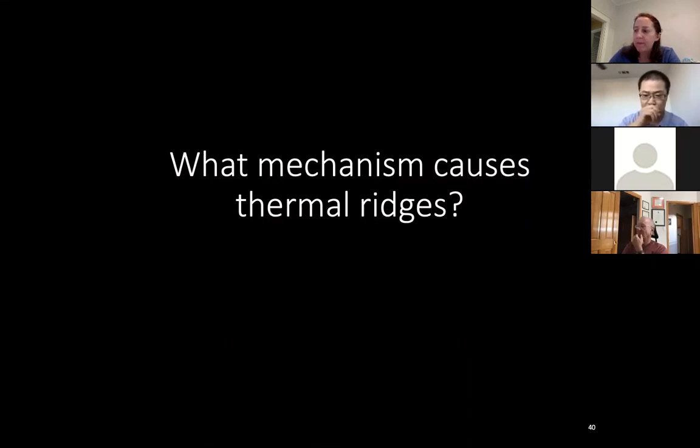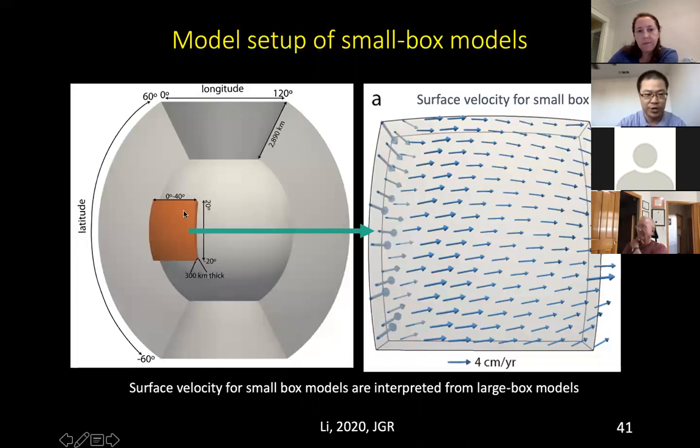To answer this question, I'm going to introduce some small box models. The model domain of the small box models is shown in this orange color, and it's 40 by 40 degrees in latitude and longitude, with a thickness of only 300 kilometers, and it has really high resolution. For these small box models, the boundary conditions are really important. For the top surface, I use an imposed velocity, as shown in this figure. This imposed velocity is directly interpreted from the large box model, which is more reasonable than imposing some artificial surface velocity. The CMB velocity is free slip, and the side boundaries are stress free, so material can freely go in and out of this model.